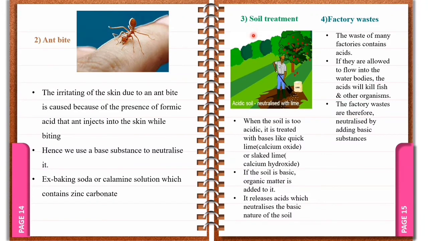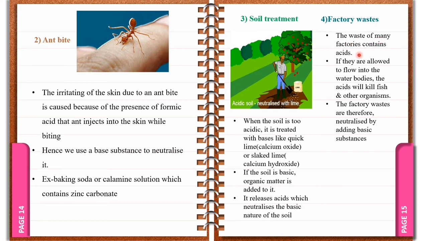Soil treatment. Excessive use of chemical fertilizers makes the soil acidic. Plants do not grow well when the soil is either too acidic or too basic. When the soil is too acidic, it is treated with the bases like quicklime or slaked lime. If the soil is basic, organic matter is added to it. Organic matter releases the acids which neutralize the basic nature of the soil. Clear?